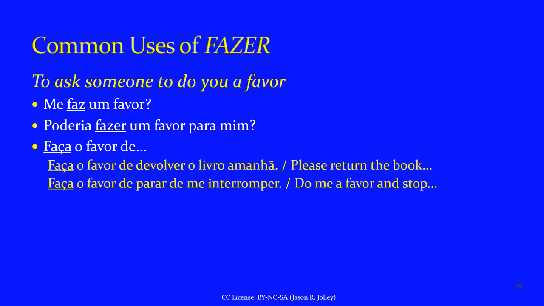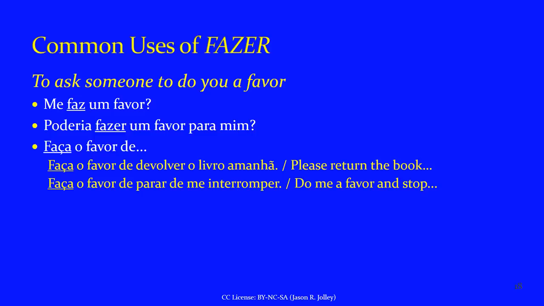And I have a couple examples, and this is the imperative, right? So it's do me a favor and, or please do something. Faça o favor de kind of has two connotations. One can be neutral or positive, right? Faça o favor de devolver o livro amanhã. Just means please return the book tomorrow.